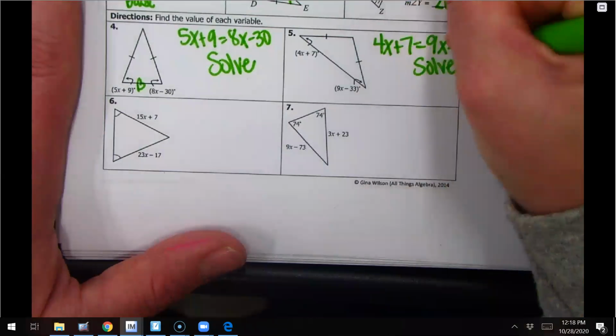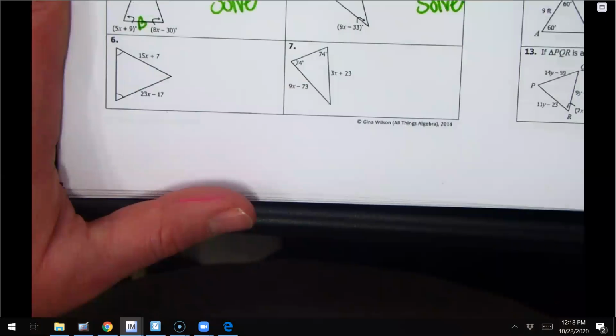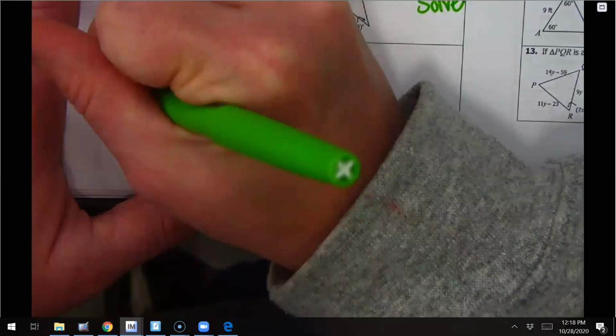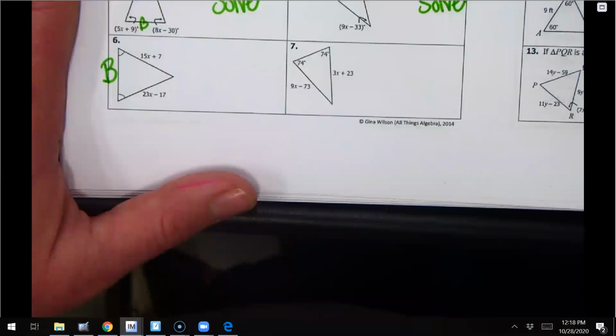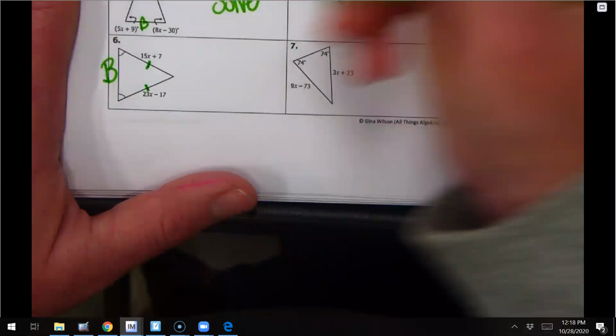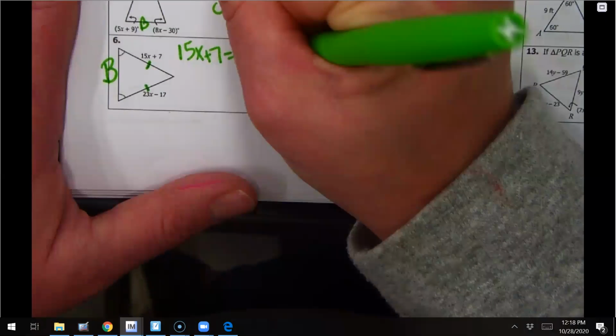Now, number 6 is different. Instead of it being angles, we have the sides. So what are we going to do here? Yeah, it's the same thing though, right? This is the base. Instead of dealing with angles, we're dealing with our congruent sides. So 15x plus 7 equals 23x minus 17. And then solve that.